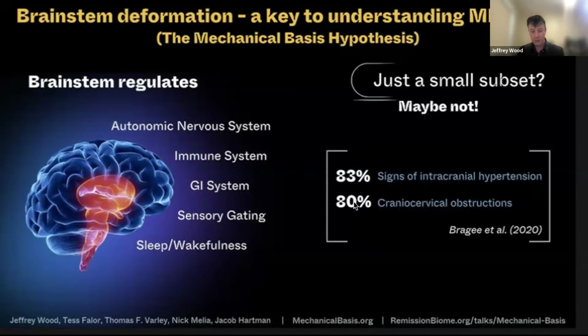Interestingly, these might actually be underestimates, because the 83% intracranial hypertension was measured non-invasively, and there are invasive measures that are more sensitive than those used in this study. The 80% craniocervical obstructions is the same thing. They used MRIs, and there are more sensitive ways of measuring that. Also, they didn't really define craniocervical obstructions. I'm assuming, if they meant craniocervical instability, which seems probable, then they did not measure it in the most sensitive way.